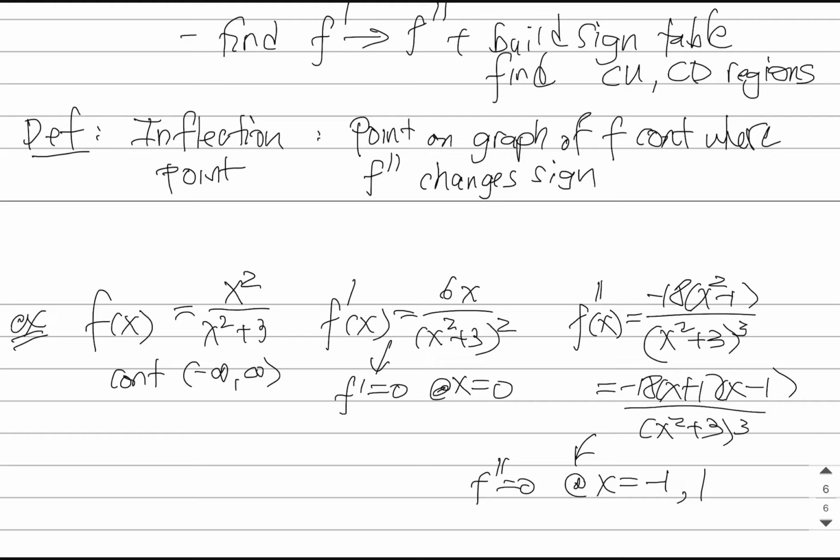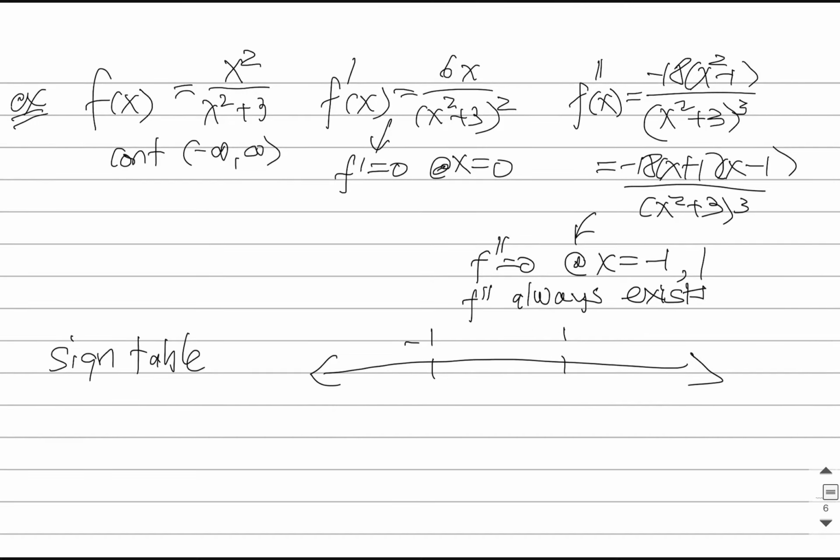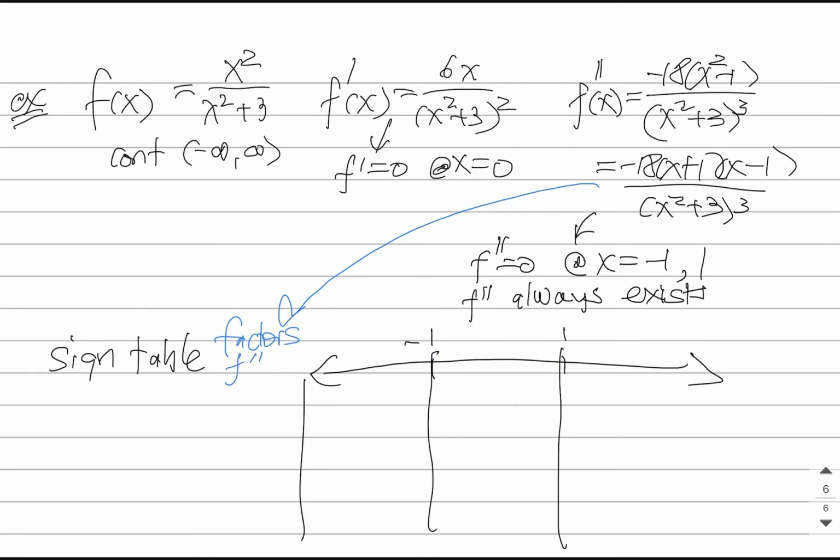F double prime always exists. The denominator will never be 0, so you never have to worry about it being undefined. So we are also going to build a sign table for f double prime. So we put those special, I guess you could call them critical numbers for f double prime, and then we split up the number line, and then we put the factors of the second derivative here.